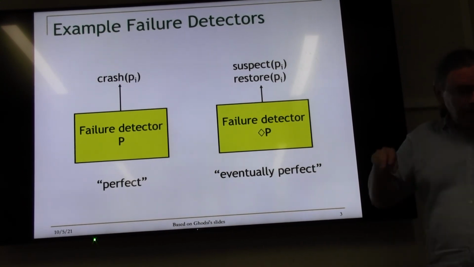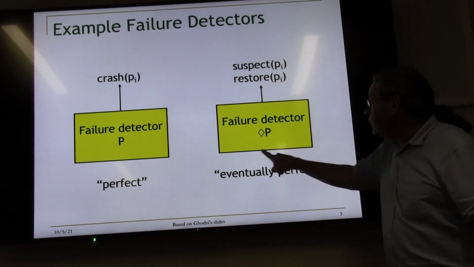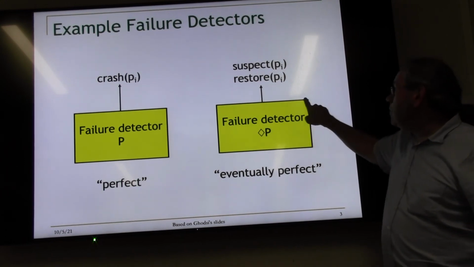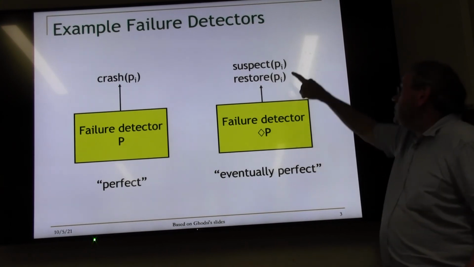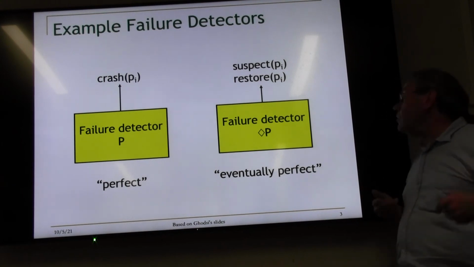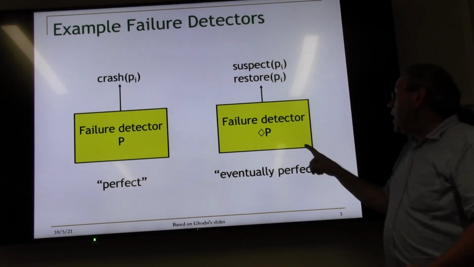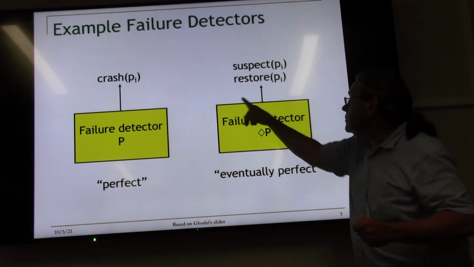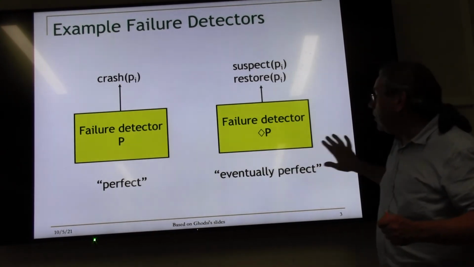As long as the system is asynchronous, this guy can make mistakes. This is the one I'm using for partially synchronous systems. It can suspect a node when in fact it's not crashed, it's just a little bit slow. But after the system becomes synchronous, it no longer makes mistakes. So at some point, this guy stops making mistakes. This is the building block.